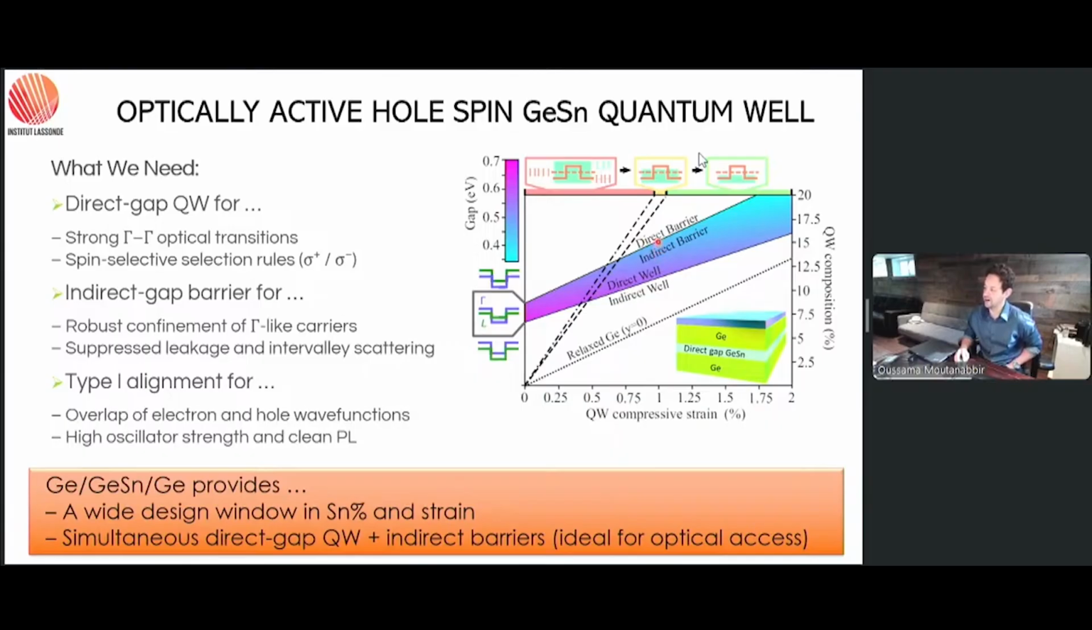If you go higher, we look at the quantum well composition. So if we say we'll be working with 0.75% compressive strain in the quantum well, that will give a heavy hole character. To get a direct bandgap quantum well with the indirect bandgap barrier, I should be close to 14% to 15% tin in my germanium tin quantum well.